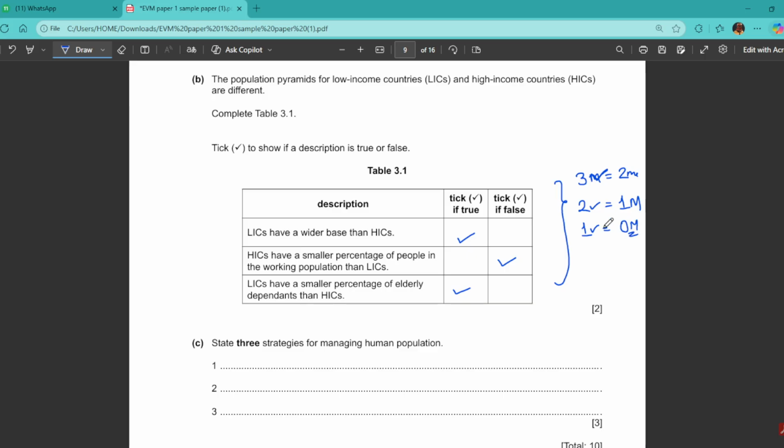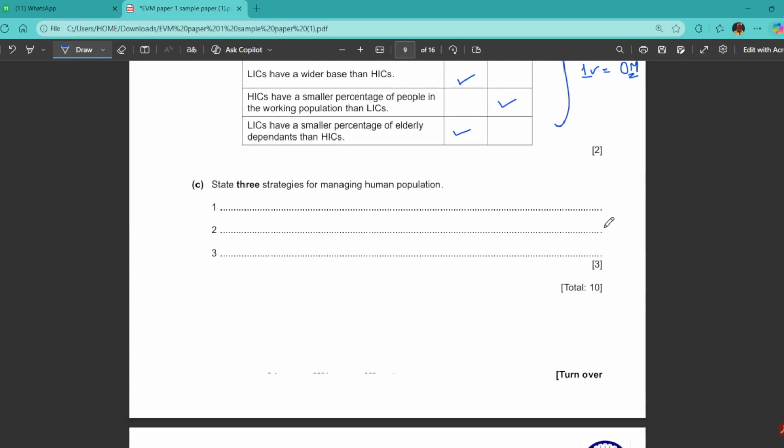Fine. Now state 3 strategies for managing human population. How can we manage the human population? And total will be for 10 marks. Now this is a general question. How do we manage it? First, if you don't know anything about how to manage, first thing to mention is education. Education or educating the female about pregnancy.